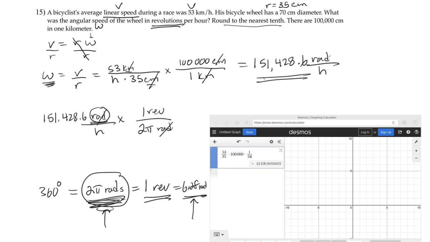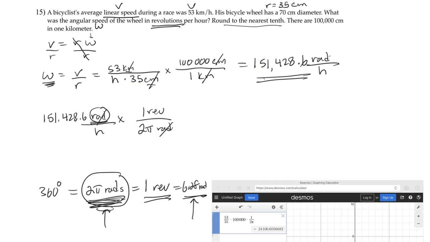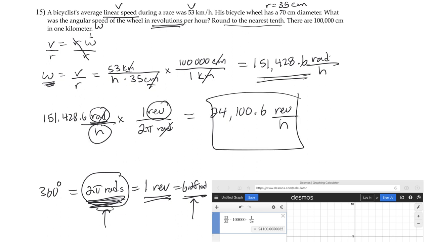There we go, 24,100.6 revolutions per hour. So that'd be my answer for number 15. All right, hopefully that helps.